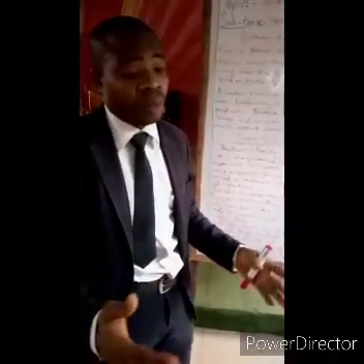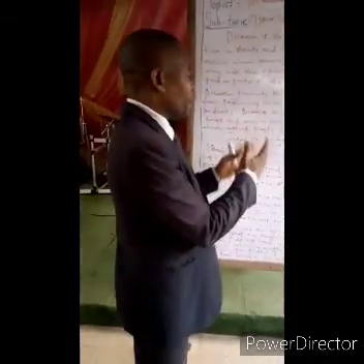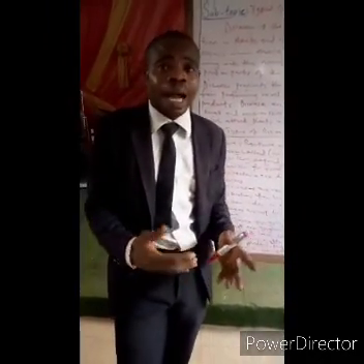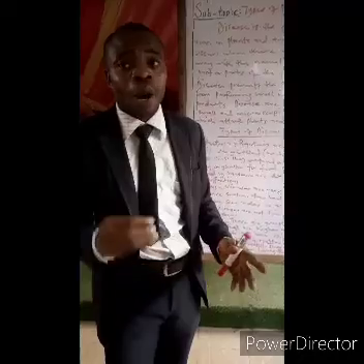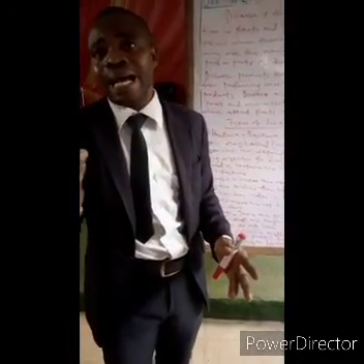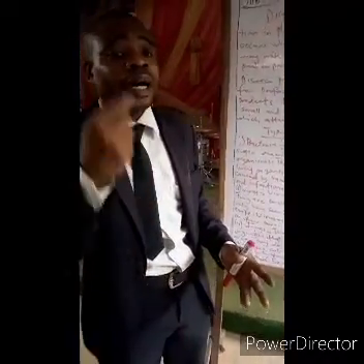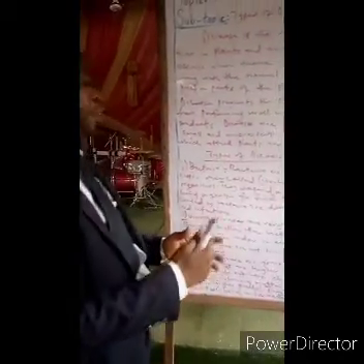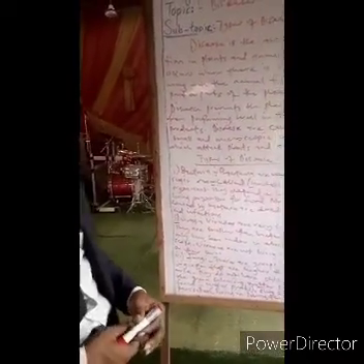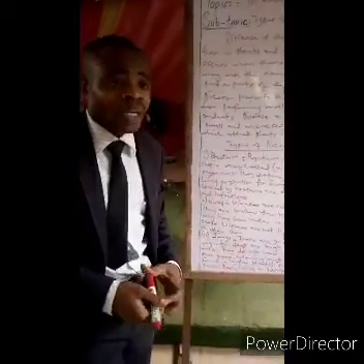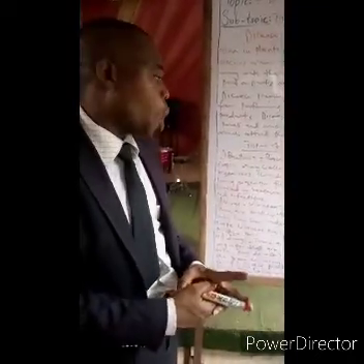There are some organisms that are referred to as what? Microscopic organisms, such as euglena, amoeba, and paramecium. All these organisms, you cannot see them through the naked eyes. You need to see them through the use of a microscope. Let's look at types of disease organism. That is, different kinds of disease that are caused by organism, either to the plant or animal.